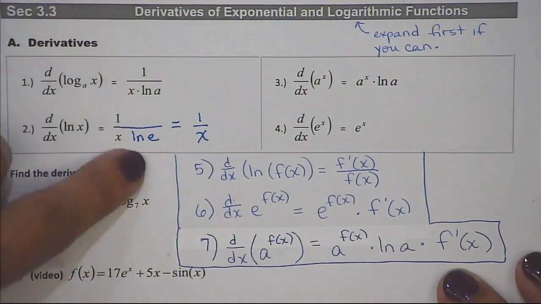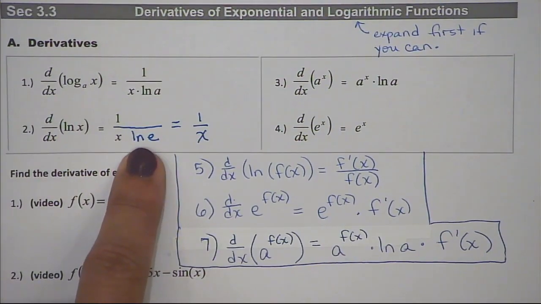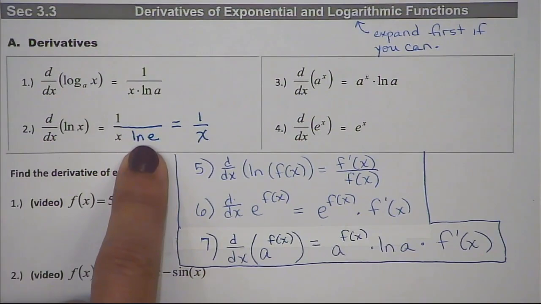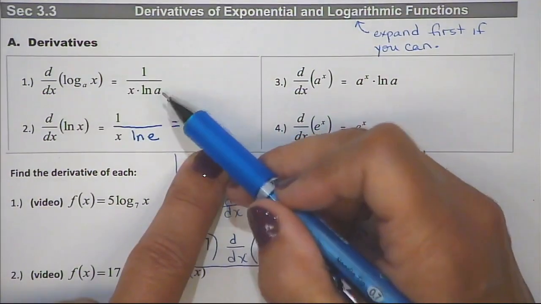So the rule is exactly the same. It just looks different because the natural log of e is equal to 1. So x times 1 is just x. So I want you to see that because you guys forget this a lot.